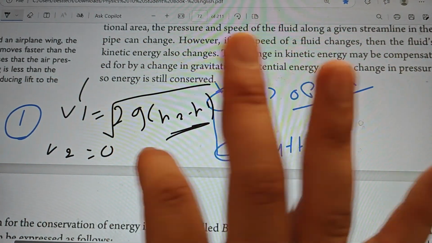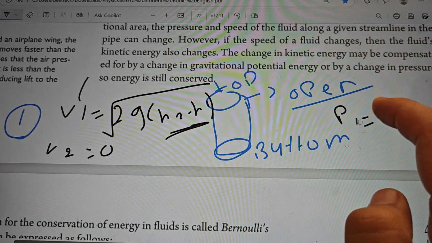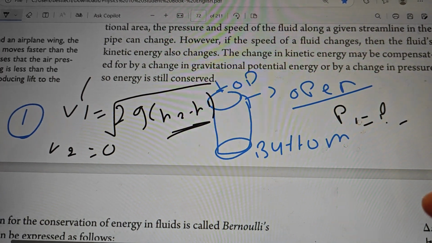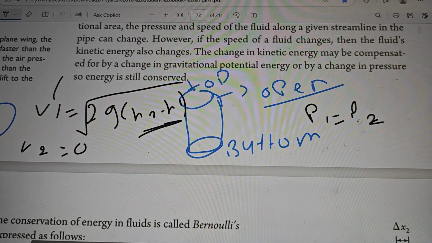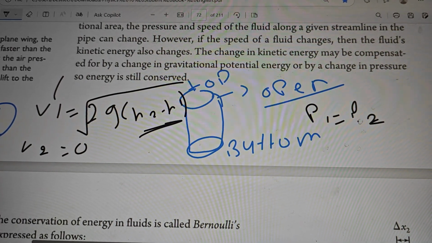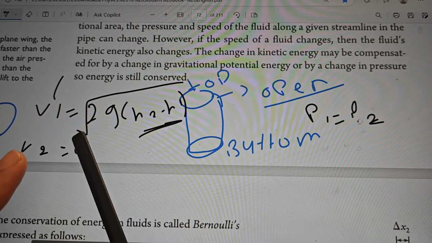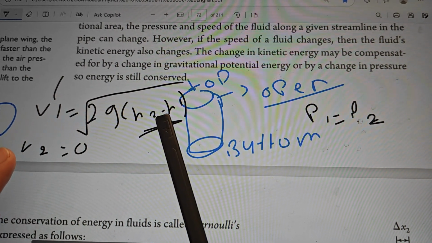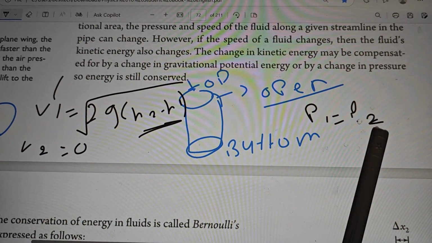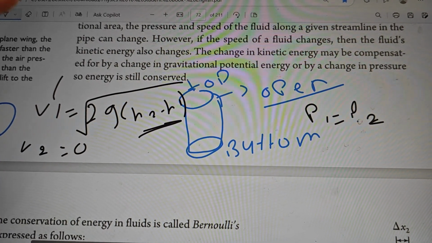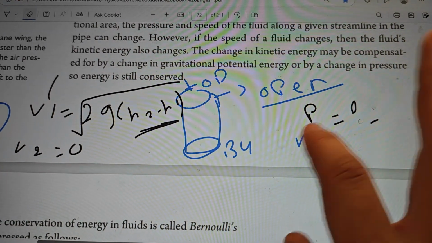even though the pressure number 1 is equal to pressure number 2. So this is the first property. You should know all of these properties to solve the example. If the question says the tank is open at the top, directly use this rule: the first velocity is equal to the square root of 2g(H2 minus H1), and the second velocity is 0, and both pressures are equal. This is the first case that we have here.